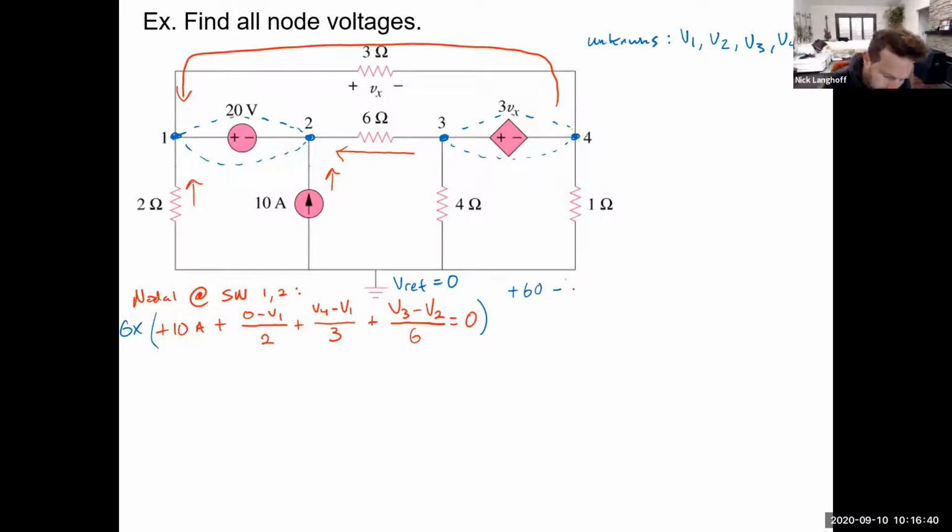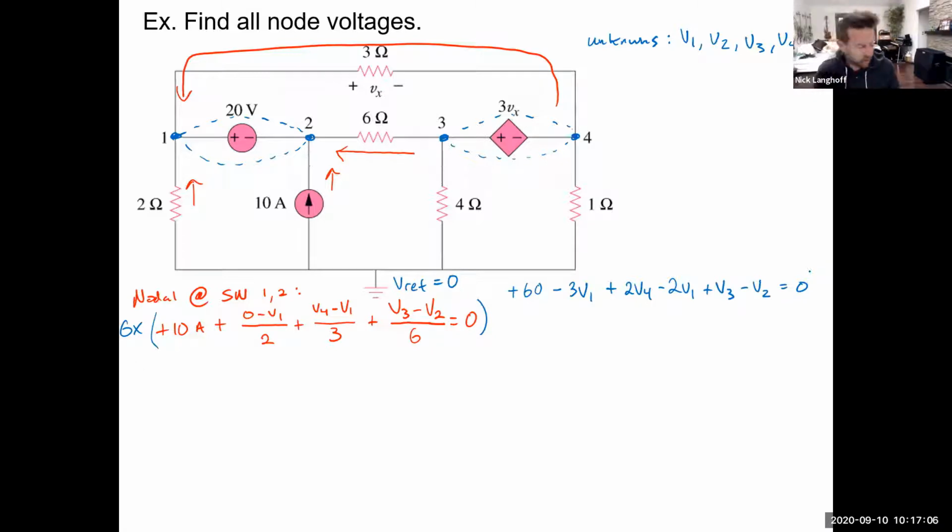So we're going to get a minus 3V1. 6 over 3 is 2. So we're going to get a plus 2V4 minus 2V1. 6 over 6 is 1. So we're going to get a plus V3 and a minus V2, and all of that is equal to 0.